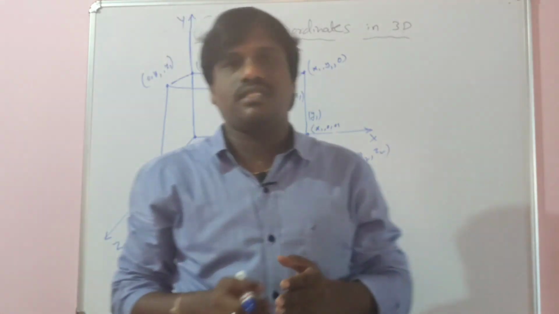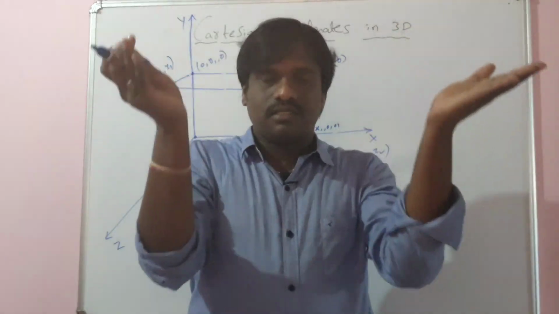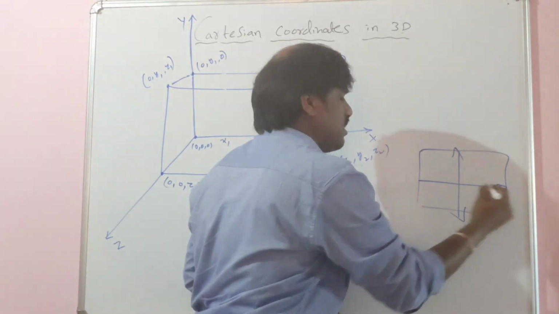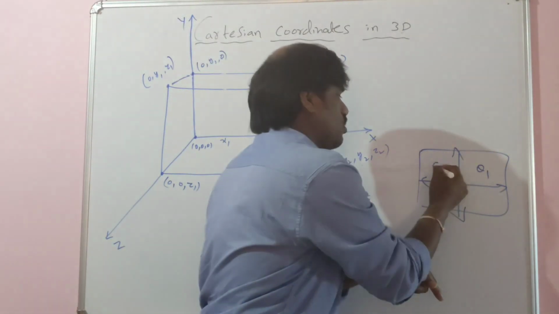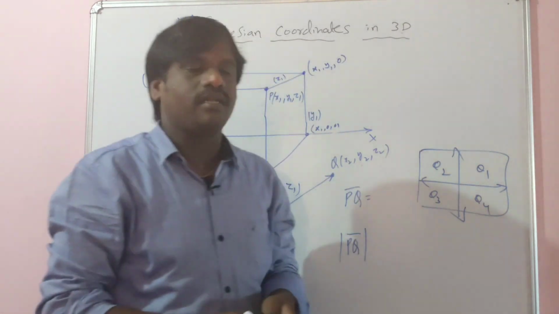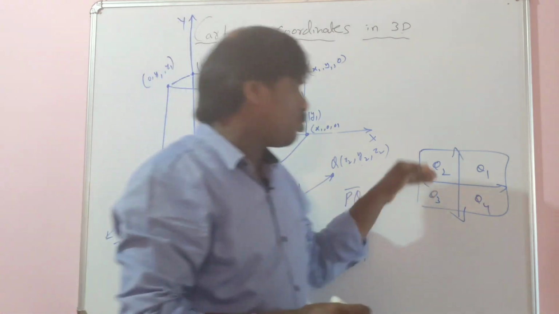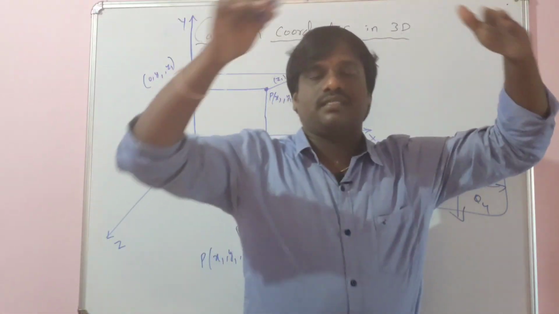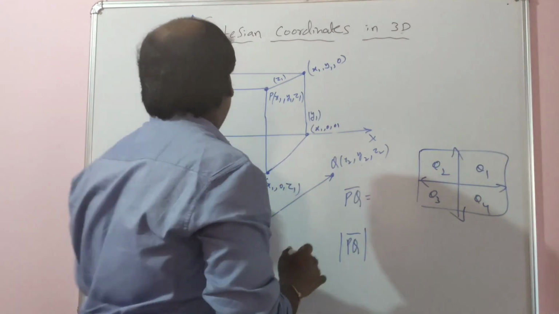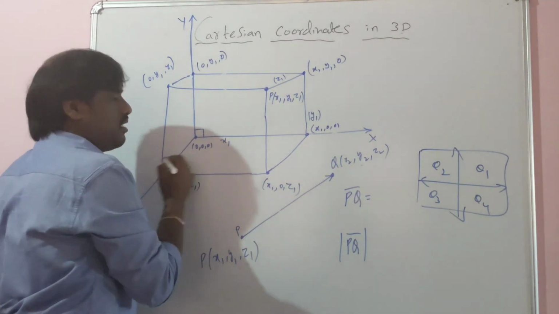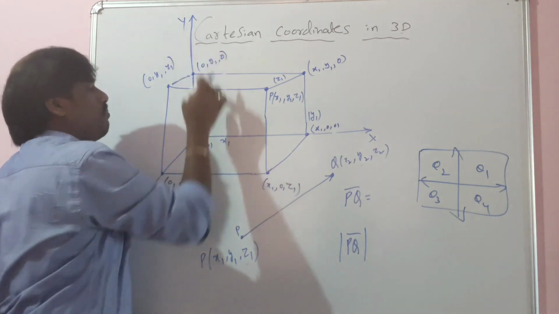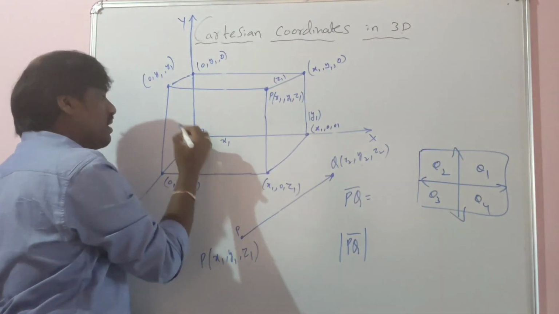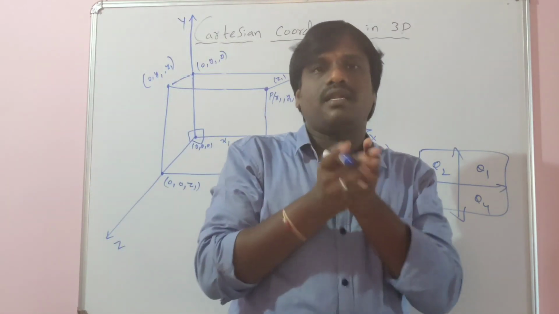Actually in 2D geometry, two perpendicular lines divide the plane into four equal quadrants, Q1, Q2, Q3, Q4. Two perpendicular axes divide the plane into four parts. Like that, in space, the three axes are all perpendicular to each other. The xy plane, the xz plane and the yz plane are perpendicular. All these three planes are perpendicular to each other.